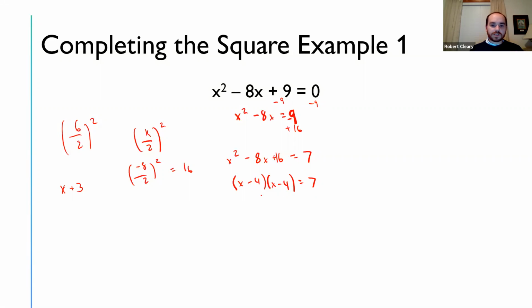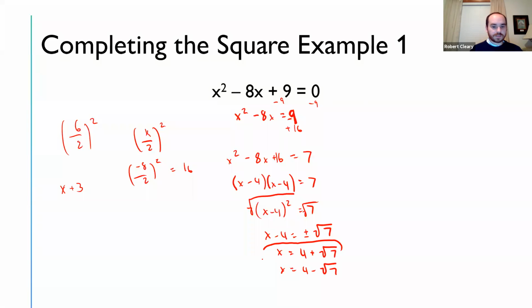Then, since this is x minus 4 squared equals 7, we want to take the square root of this, square root of this. So now we have x minus 4 equals plus or minus the square root of 7. Then we add 4 to both sides. So x is equal to 4 plus the square root of 7, or x is equal to 4 minus the square root of 7. And these are our answers for this one.